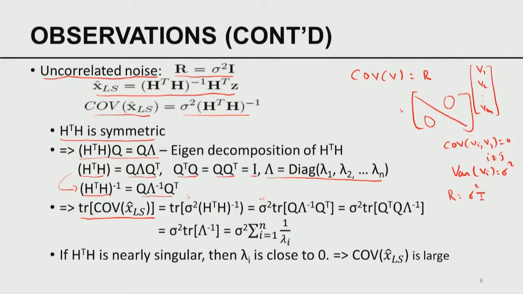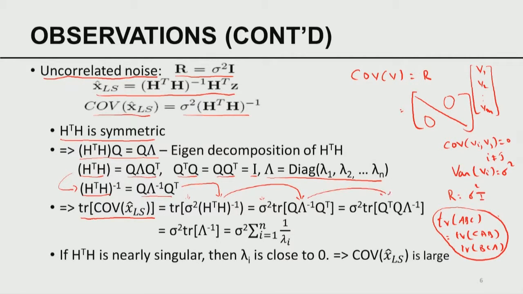Now I am going to utilize this formula to substitute for this. So this becomes this. There is a lot of matrix algebra in here, and we have also seen that trace of ABC is equal to trace of CAB is equal to trace of BCA. The trace is invariant under circular shift of the product. Because of that, I get this. Q Q transpose is I. Therefore, this quantity becomes the trace of lambda inverse. Trace of lambda inverse is simply the sum of 1 over lambda i, times sigma square. Beautiful. So the total variance in the estimate is simply sigma square times the sum of the reciprocals of the eigenvalues of the Gramian H transpose H. It is an absolutely beautiful result.